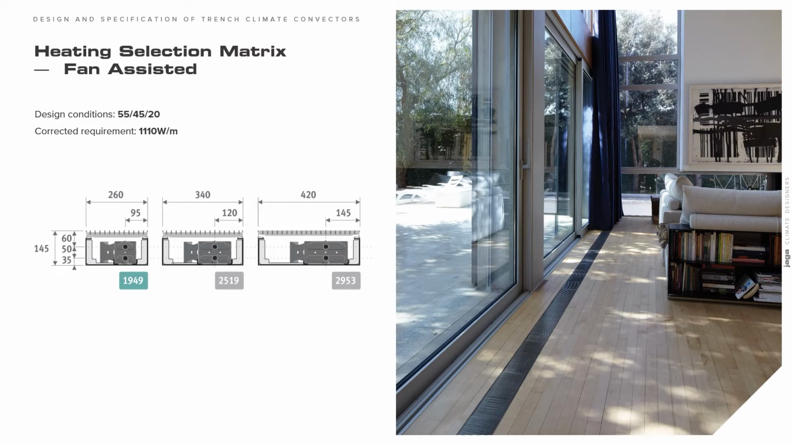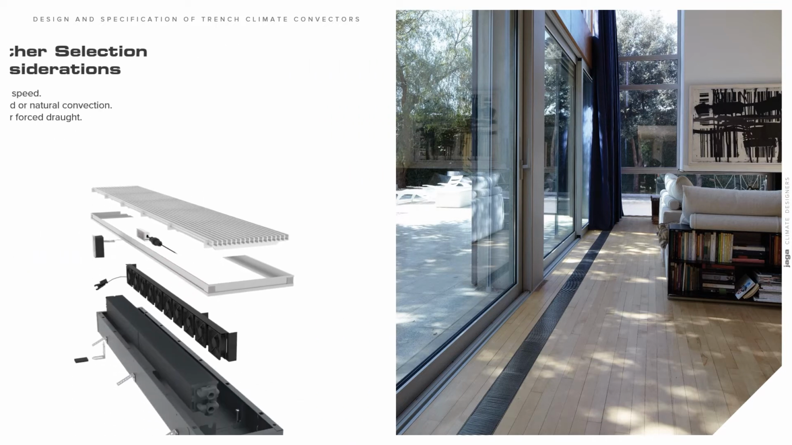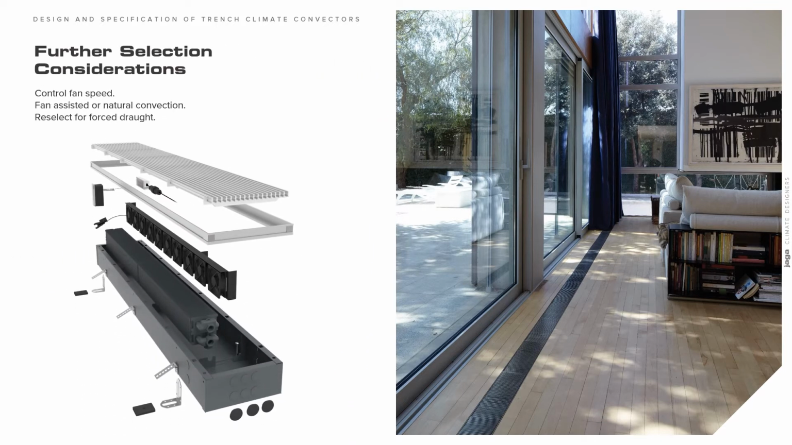Please note, this matrix is based on a medium fan speed, but it's worth checking with your preferred manufacturer beforehand. If you are concerned that the output is too great for your requirement, there's no need to be. Units can be controlled to operate with the fan running on startup, then they can be switched off at a predetermined temperature, leaving the units to operate as a natural convector. If the physical size of the trench climate convectors is still an issue, then consider using forced draft equivalents.